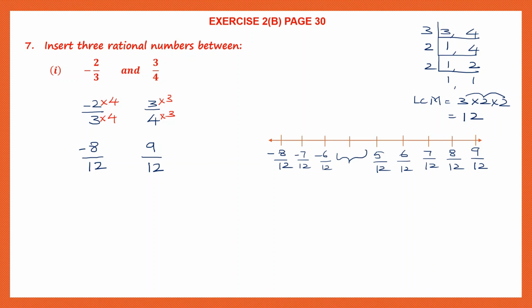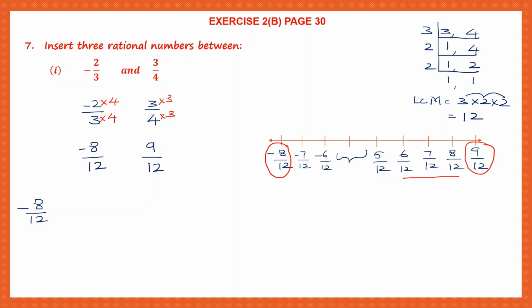Now we have to insert three rational numbers here. So we can take any 3 apart from these two, minus 8 by 12 and 9 by 12. We have to leave that because that is given to us in the question that we have to do between these. So we can take any 3. So let's take these 3, 6 by 12, 7 by 12 and 8 by 12, and let's insert it between these two rational numbers. So we have 8 by 12. Now I'm going to insert the three rational numbers that we have selected. You can take any 3.